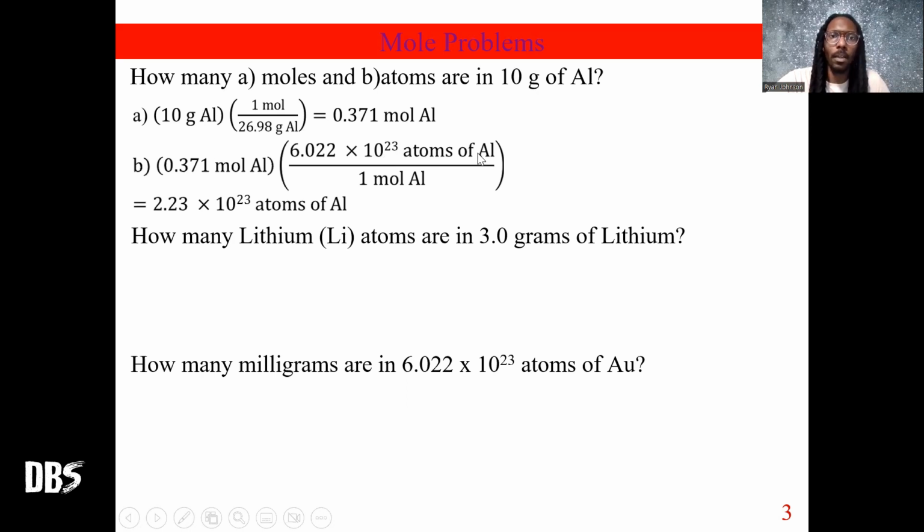of aluminum. Okay. So notice our two conversion factors we're using here: Avogadro's number and molar mass. Okay. So using Avogadro's number and this conversion factor, my moles cancel out. I'm in atoms of aluminum. Then I just multiply across and I see that for part B, I get 2.23 times 10 to the 23 atoms of aluminum. Okay. As our B answer here.